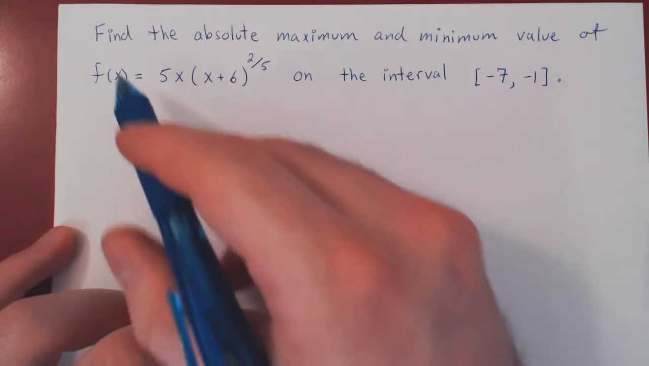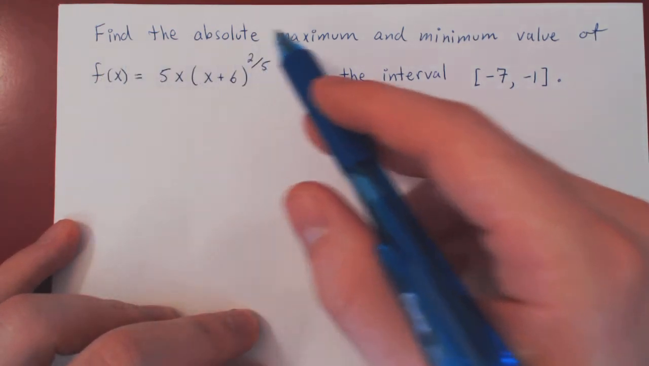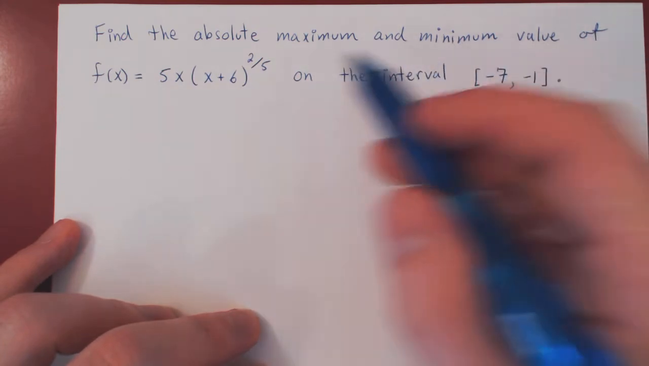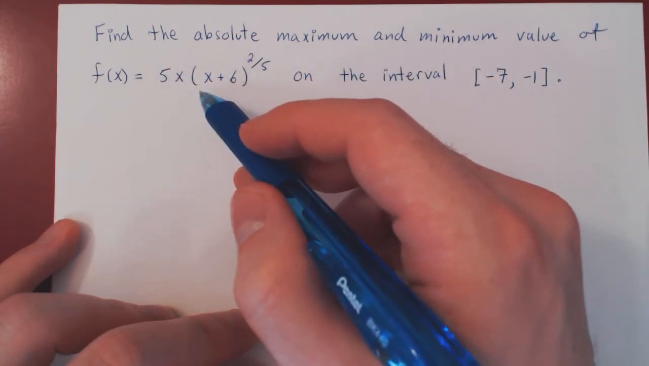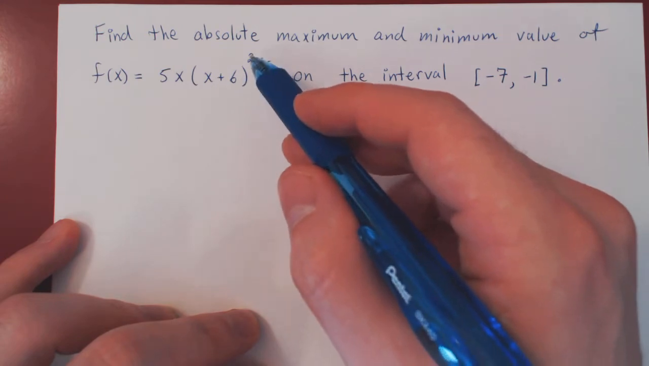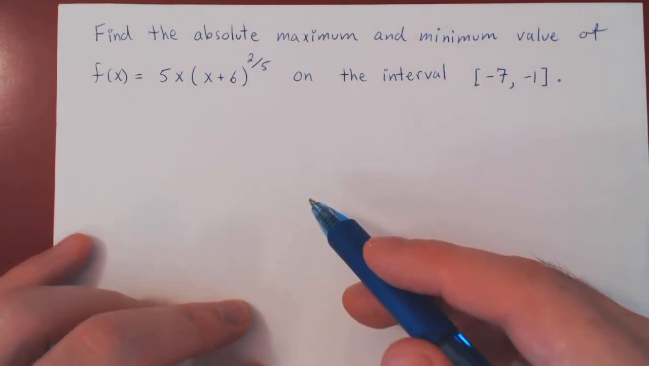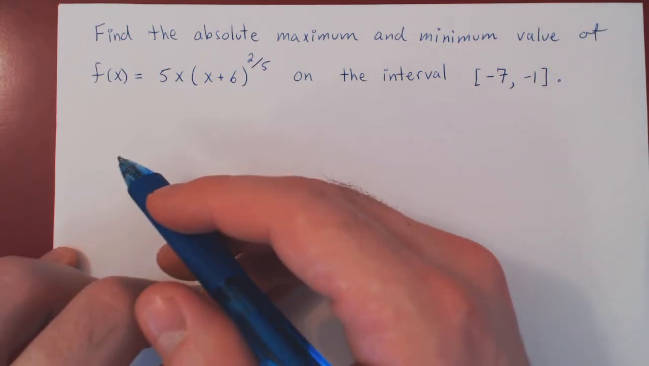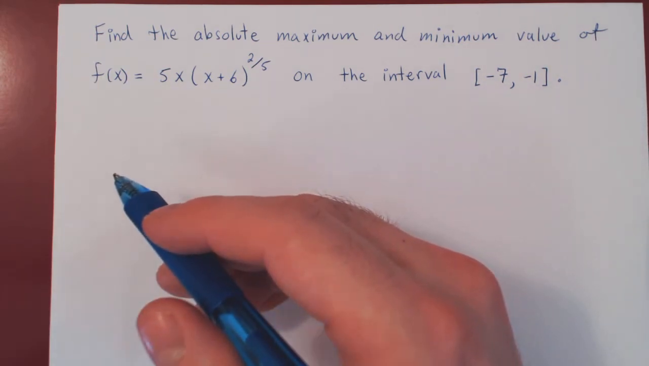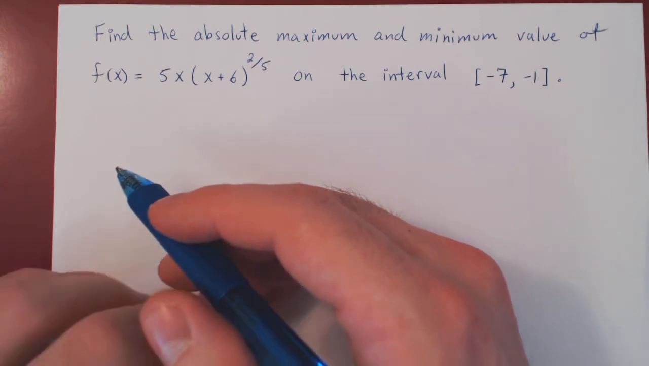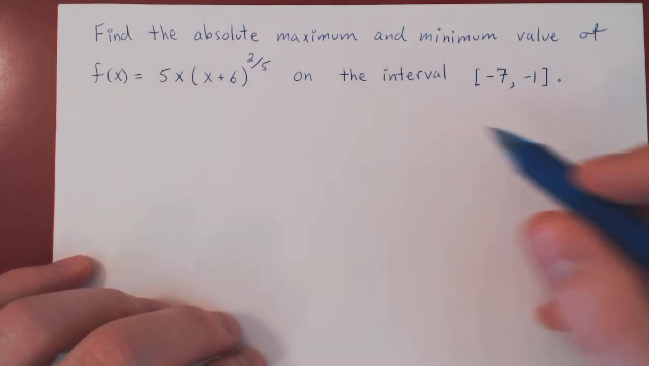Okay, so here's the problem. We want to find the absolute maximum and minimum value of the function 5x times (x plus 6) to the power of 2 over 5 on the interval from -7 to -1. As always, we ask, well, are we guaranteed a maximum and a minimum value? And the answer here is once again yes, right?